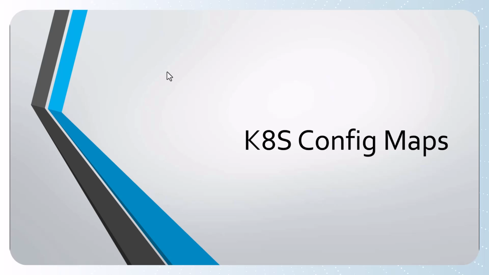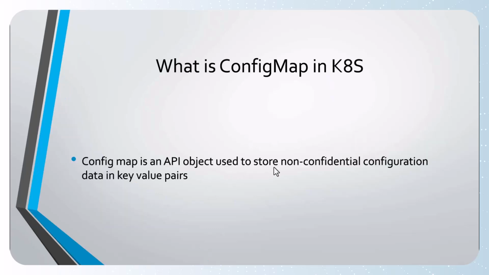So here come the config maps, which make it easy for us to store configuration details. Before starting the session, we'll go to the definition of the config map. The config map is an API object. It's used to store non-confidential configuration. Non-confidential configuration in the sense that it may be API URLs, or any kind of data, not secret data.